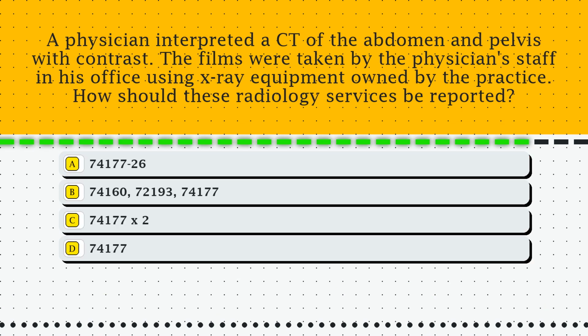Question 115. A physician interpreted a CT of the abdomen and pelvis with contrast. The films were taken by the physician's staff in his office using X-ray equipment owned by the practice. How should these radiology services be reported? Option A: 74177-26. Option B: 74160, 72193, 74177. Option C: 74177x2. Option D: 74177.